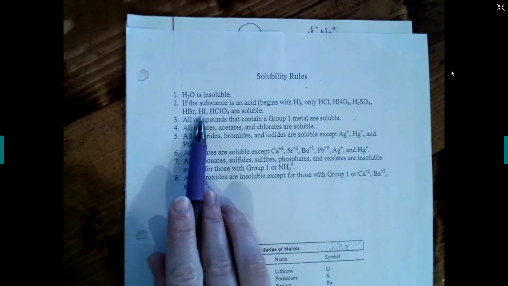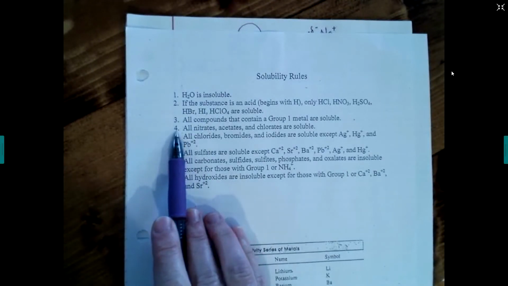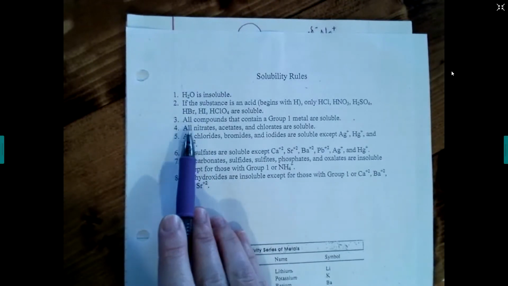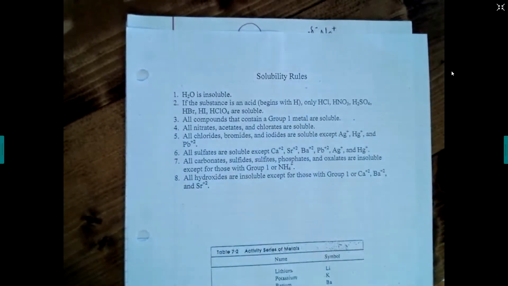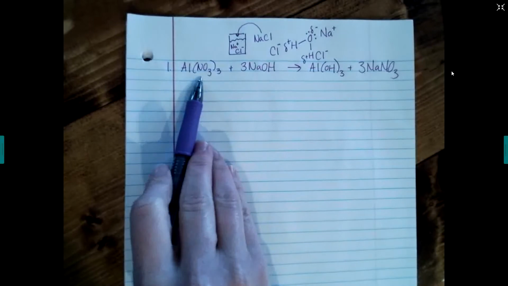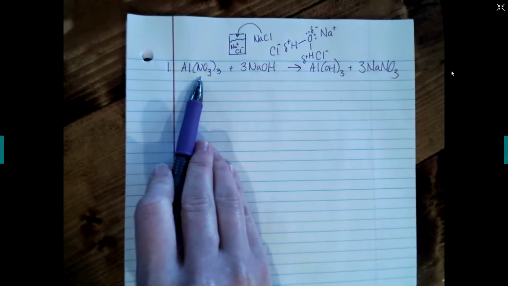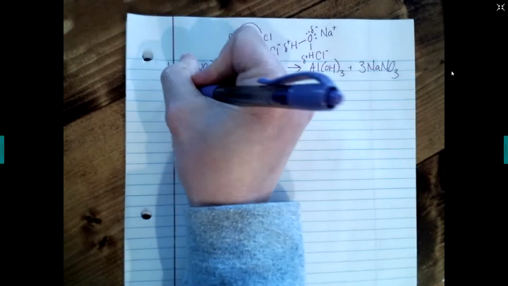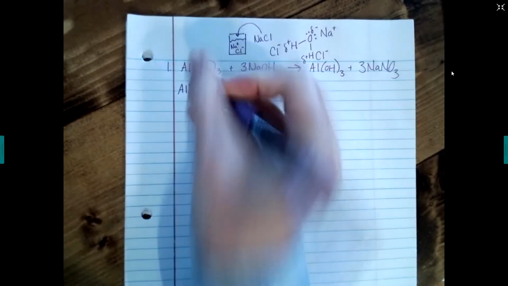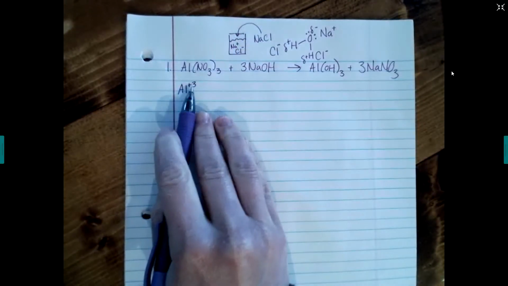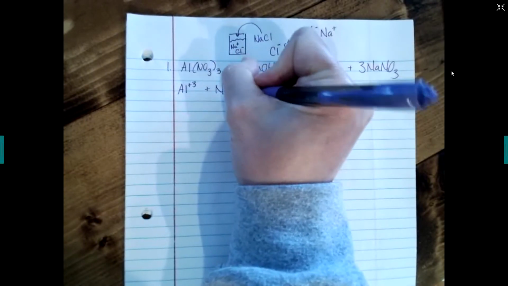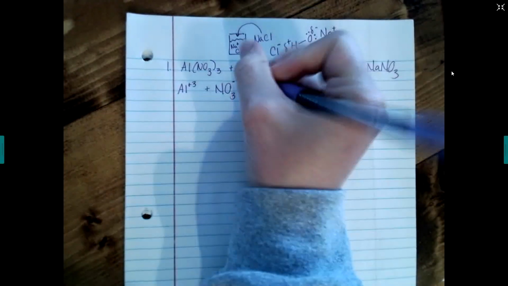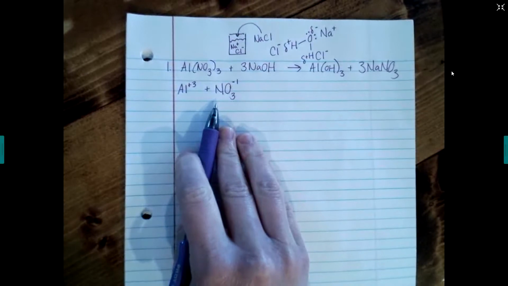Well, let's look at our solubility rules. If you look at number 4, it says that all nitrates are soluble. So anytime you see something with nitrate in it, that is a compound that will split. I'm going to write aluminum as an ion. We know aluminum has a +3 charge. And I'm going to write nitrate as an ion. Nitrate is -1.